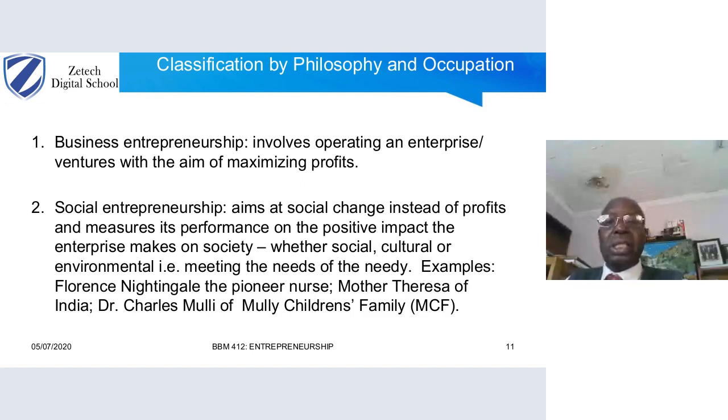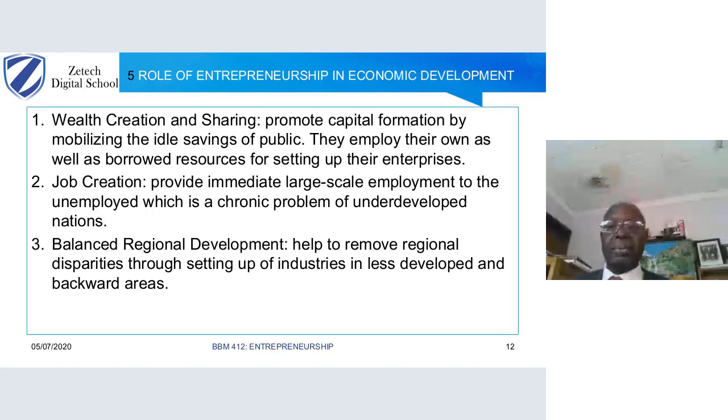And then, of course, the larger one, which all of us think about, is business entrepreneurship, whereby people go out there to make money. Most of the entrepreneurs we see here, and they're loud and clear, are actually business or capital entrepreneurs, involving operating an enterprise, a venture, with the aim of maximizing their profits. And so we'll be looking at this. That's another classification. There are various other classifications which I encourage you to look at as you study your notes.